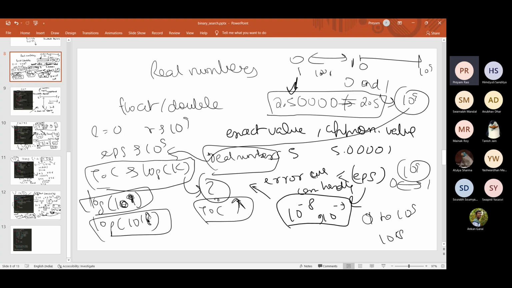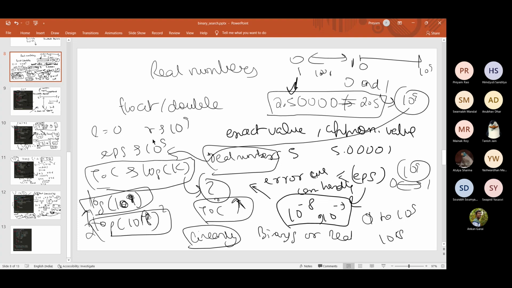This can be written as log of 10 power 9 squared, which is just 2 times log of 10 power 9, right? So time complexity is increasing, but it's increasing only by a constant factor. So we can still use binary search on real numbers and it would work completely fine, right?